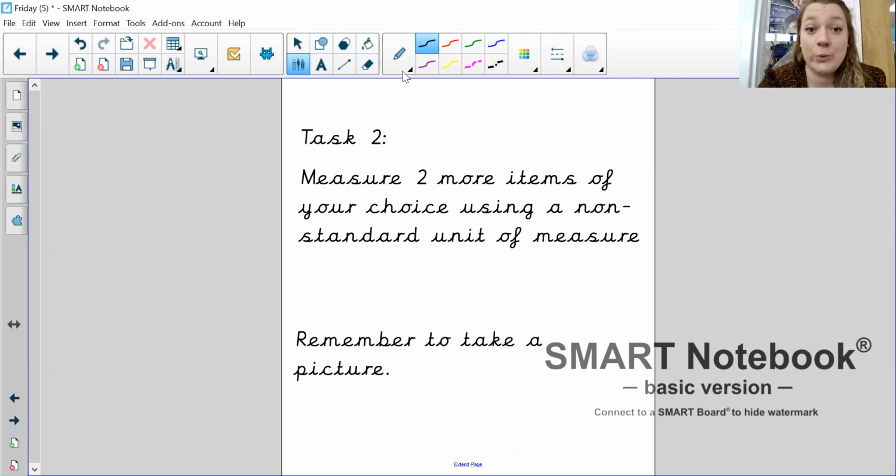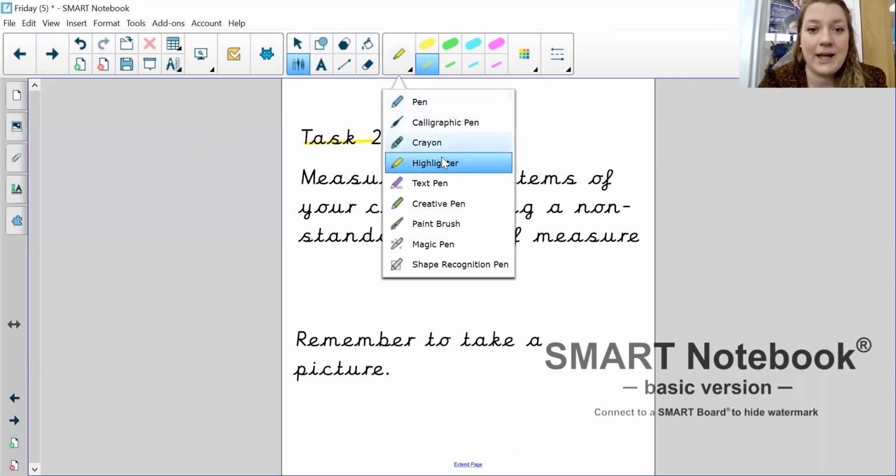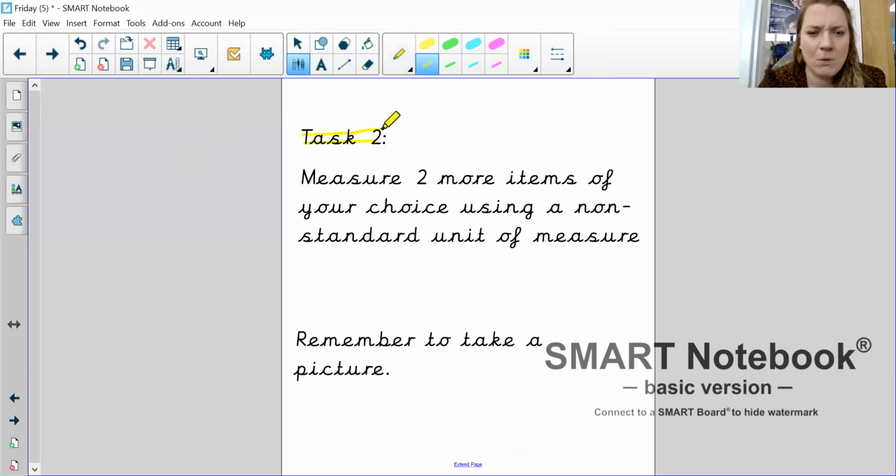Task 2. I want you to go, oh, that's not my highlighter. Oh, what's happened? There we go. I want you to measure 2 more items. And you can use whatever you like to measure them. And remember to take a picture for me, okay? Once you've done that, if you want to do the challenge, come back.